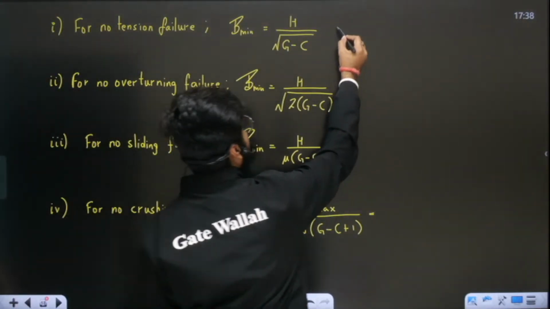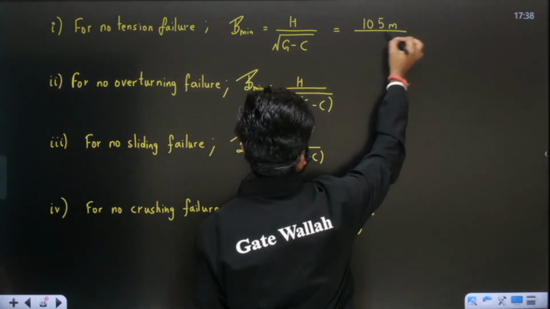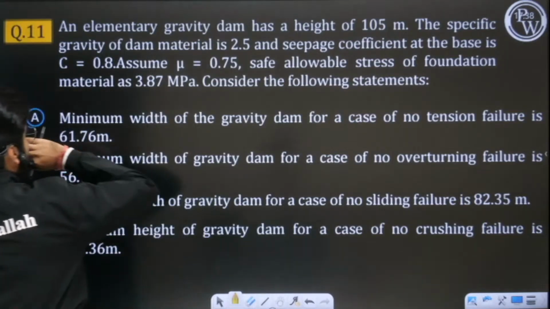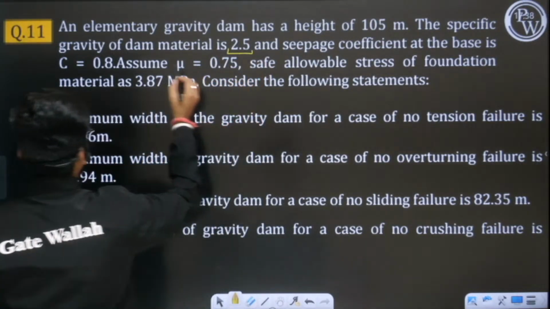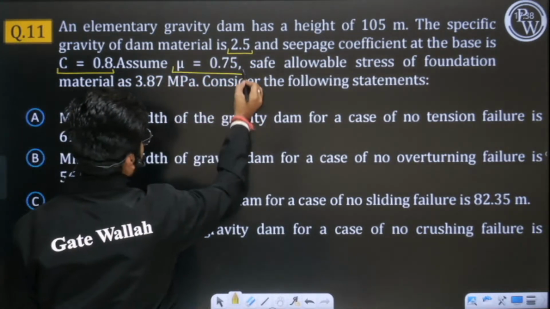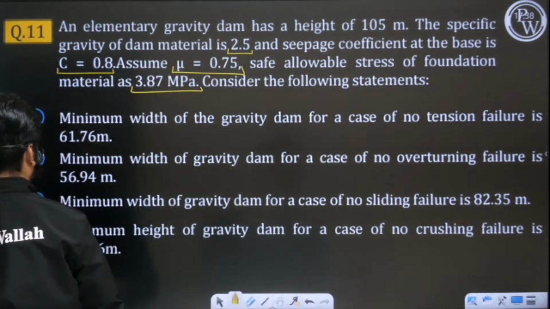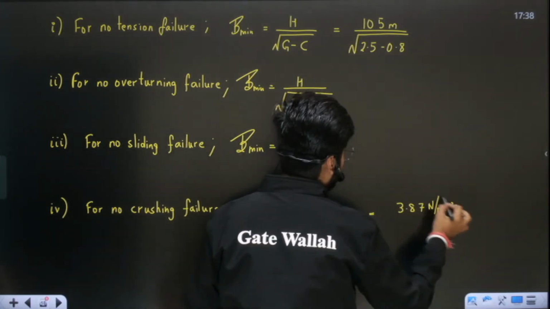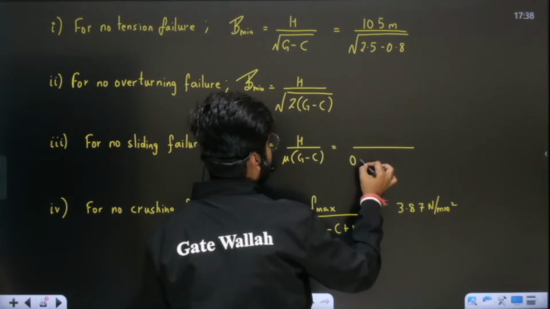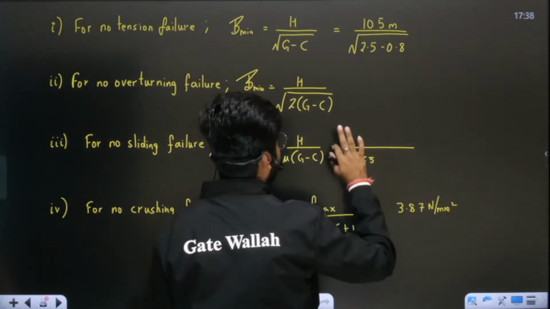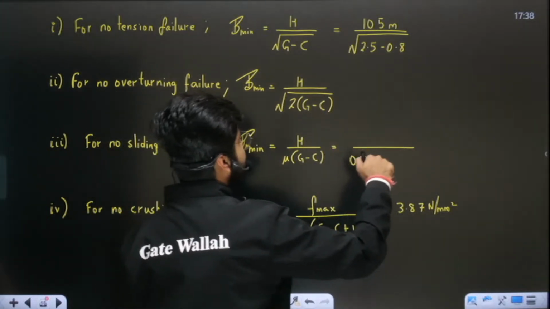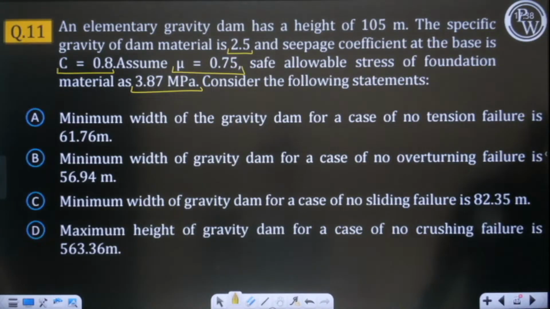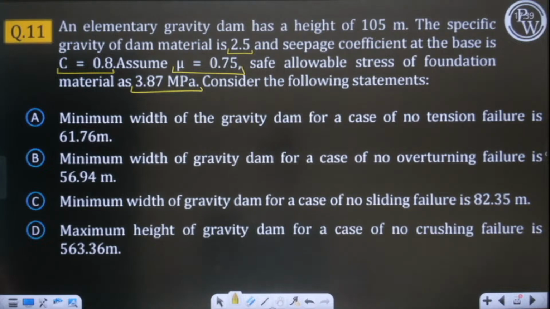Let me solve one. The very first one: height is given as 105, G is given as 2.5 and C is given as 0.8. You can see it from here. G is given as 2.75, C is 0.8, mu is 0.75 and F max is 3.87 Newton per mm square. Height is 105. So you can put all these values and get the answers. Tell me how much this is coming. I hope you can read out all the values easily and solve it.